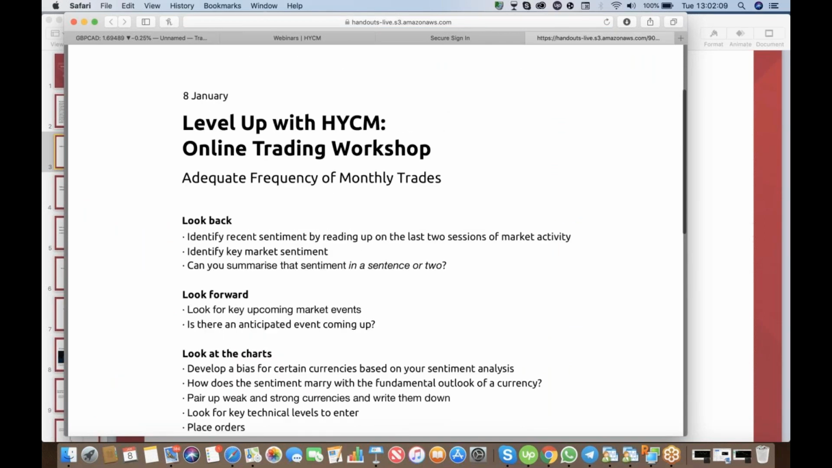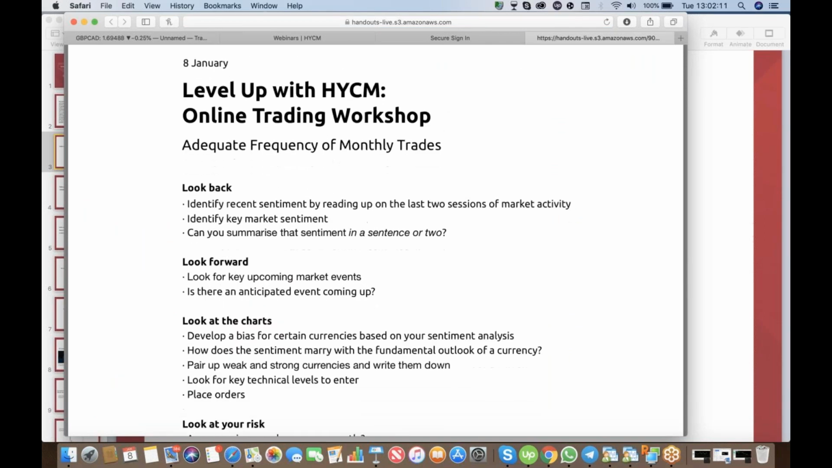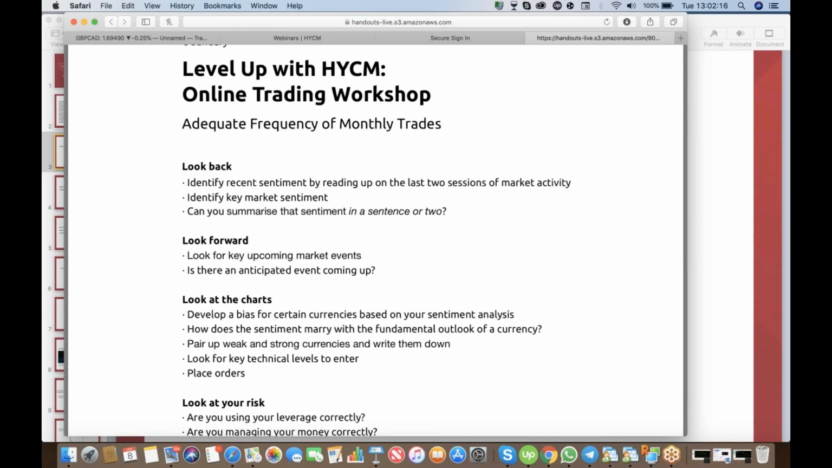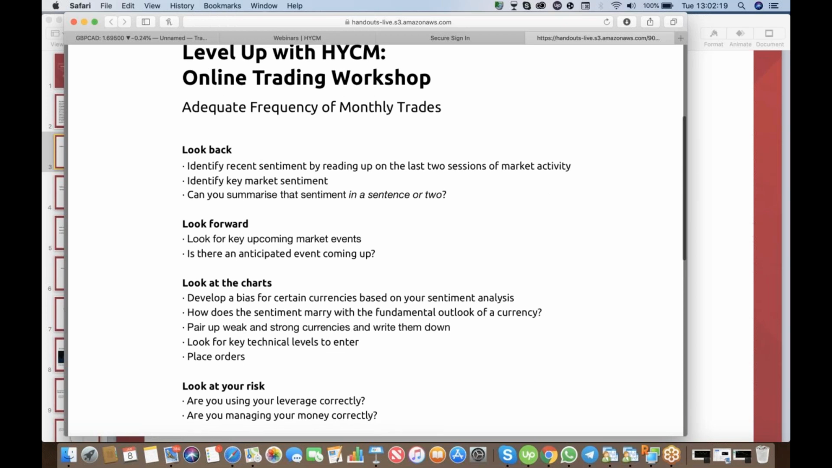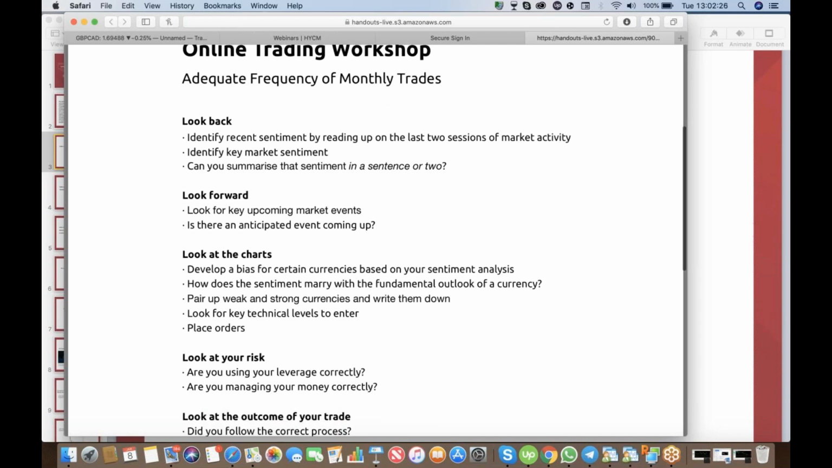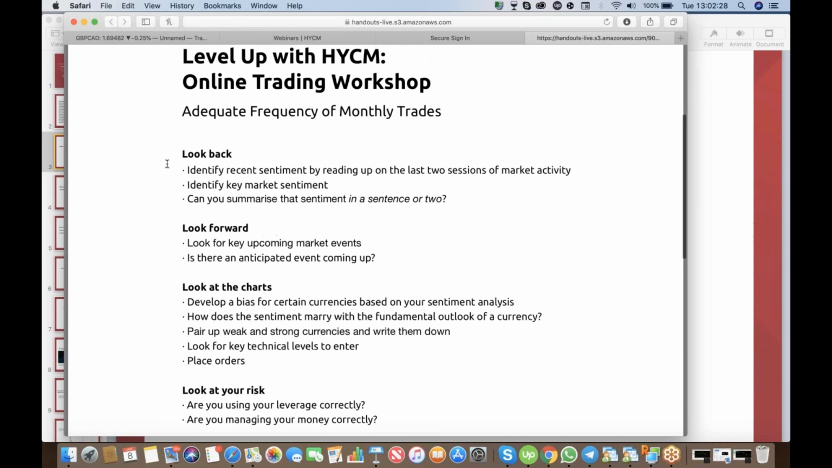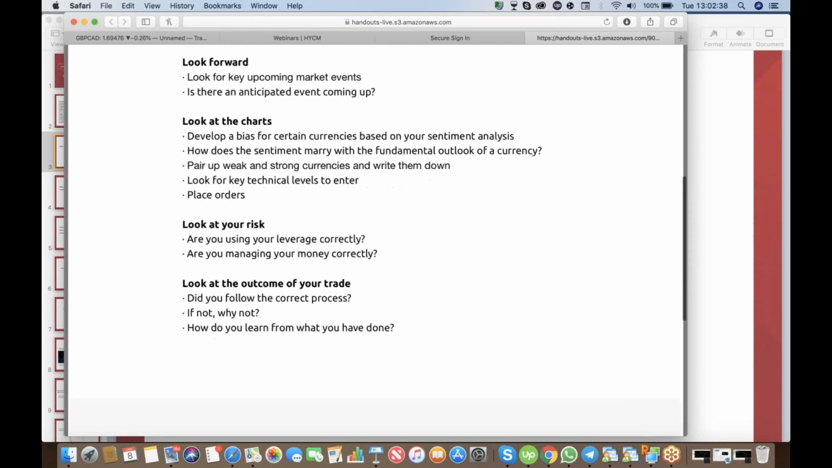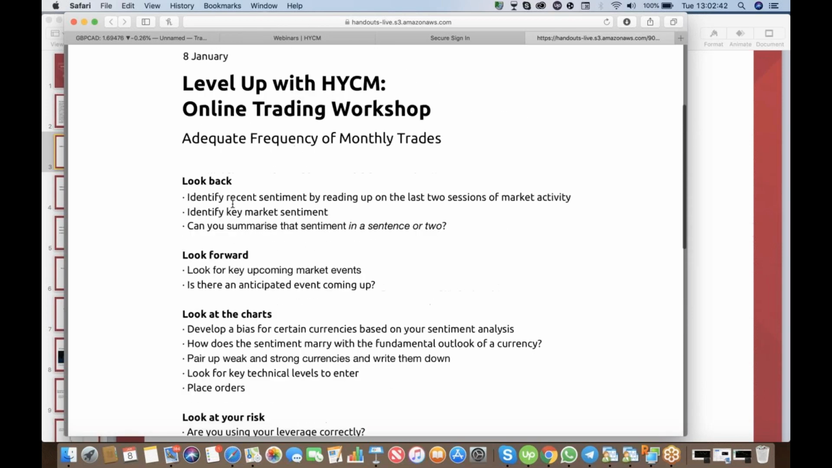And the whole idea of the handout is this is a resource for you to take away and use day by day in your trading. I've designed it to be simple and straightforward to use, but certainly useful. So it's tried to get that balance of simplicity and practicality. So all you're going to be doing is using it, and we're going to be going through this during the workshop today. We look back, we look forward, look at the charts, look at your risk, and then we review by looking at the outcome of our trade. And we're going to be referring to and using this during the webinar.